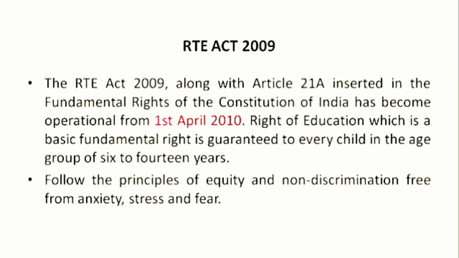The right to education, which is a basic fundamental right, is guaranteed to every child in the age group of 6 to 14 years, following the principles of equity and non-discrimination, free from anxiety, stress and fear. What does equity mean? It is a state of fairness. We have to maintain a fair state, and non-discrimination, you know very well, means without any separation, and free from anxiety, stress, fear, trauma, phobia, all those things.